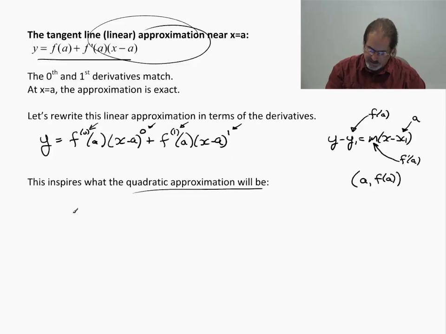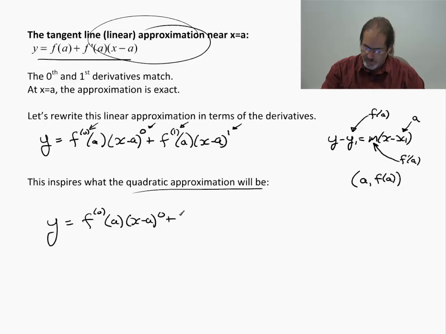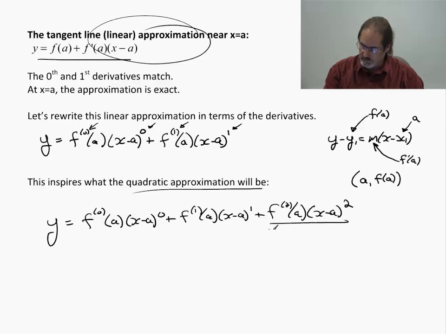Well, based on this idea, I should have a quadratic approximation look like y equals the zeroth derivative at a times x minus a to the 0 plus the first derivative at a times x minus a to the first plus the second derivative at a times x minus a squared. So that would logically be what the quadratic approximation would be equal to.